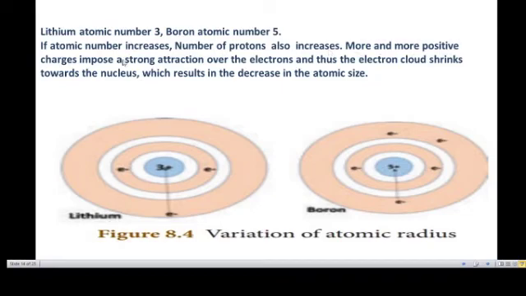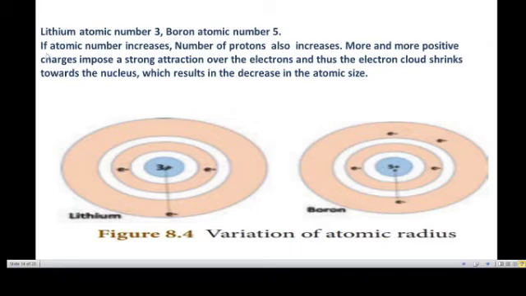More and more positive charges impose a strong attraction over the electrons. The number of protons is increased in the nucleus, so it has more positive charge, and the attraction over the electrons is also high, and thus the electron cloud shrinks towards the nucleus, which results in the decrease in atomic size.